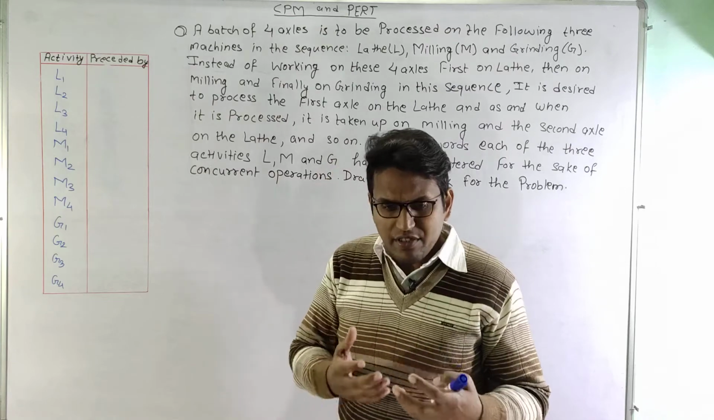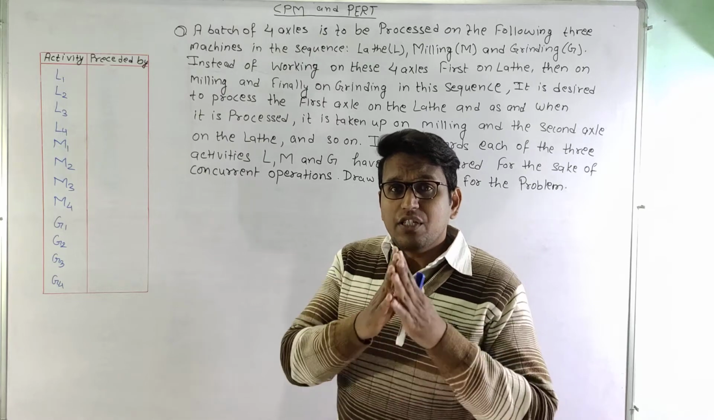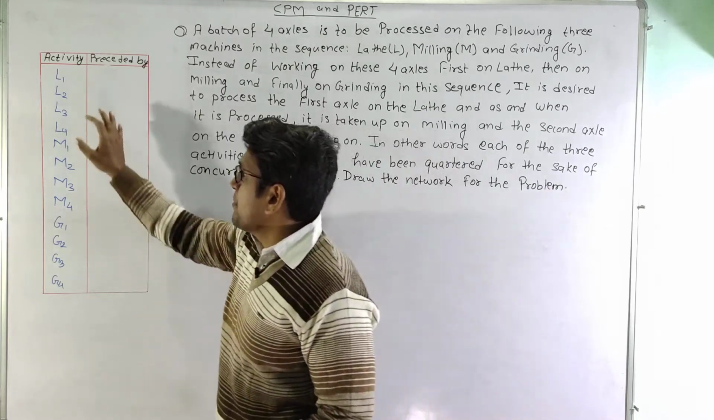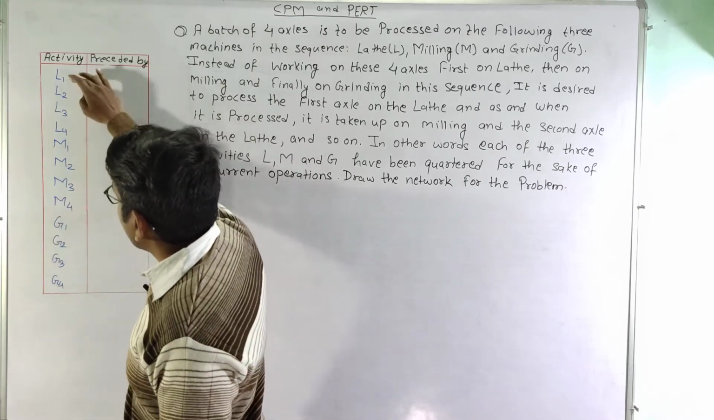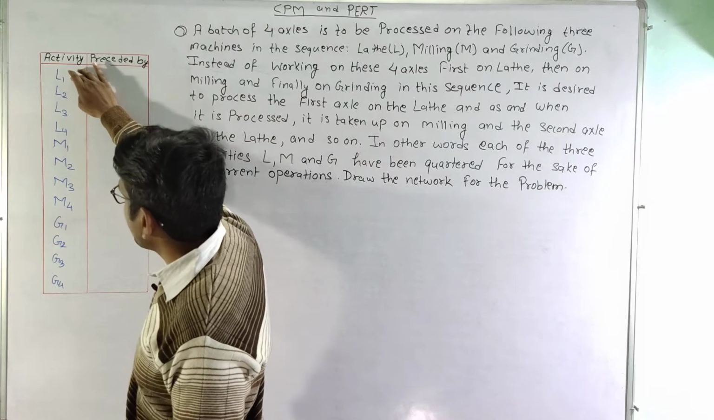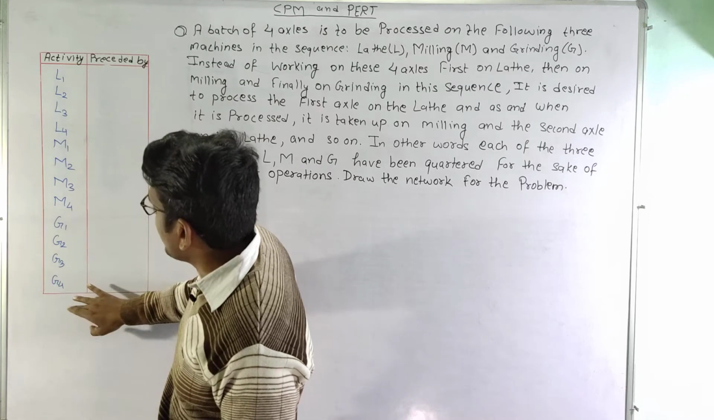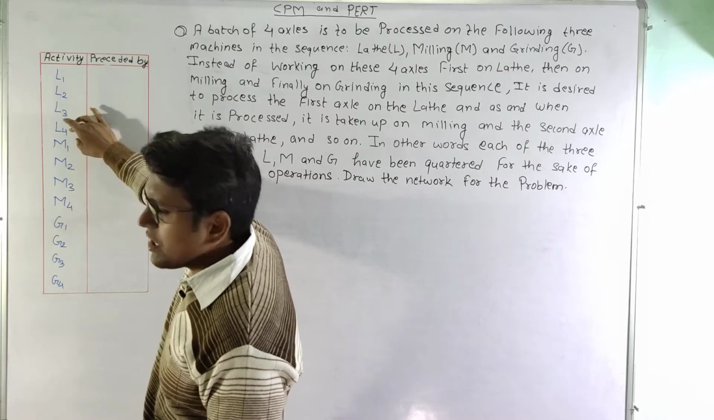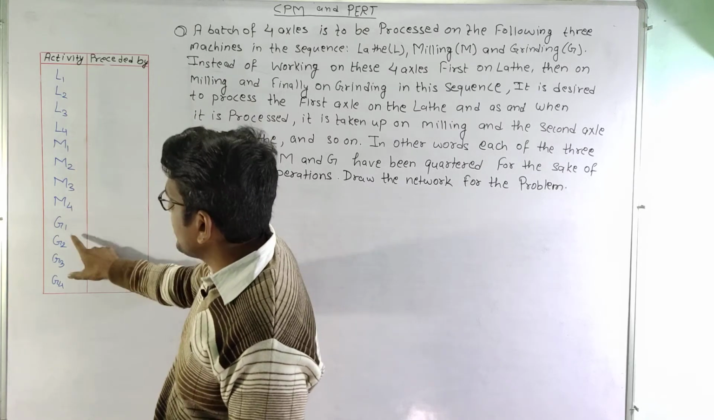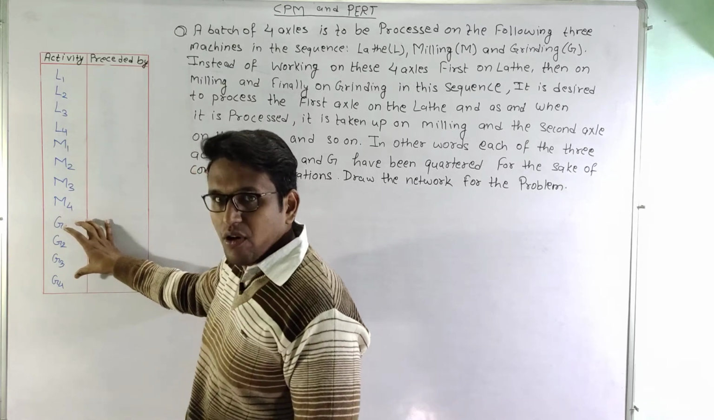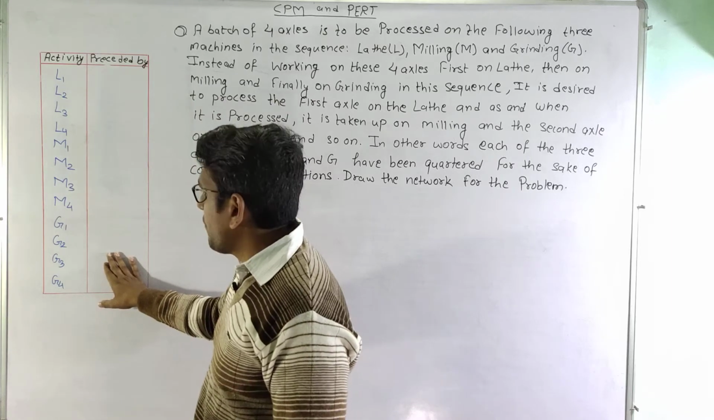So let us first see what we need to do to construct a network diagram. First we need to find the precedence. So I have already prepared a table where we have certain activities. That means we will operate all the 4 axles on lathe, milling and grinding. So L1, L2, L3, L4 are lathe operations on 4 axles. Similarly, M1, M2, M3, M4 are milling operations on 4 axles, and G1, G2, G3, G4 are grinding operations on 4 axles. So we need to find out the precedence it follows.